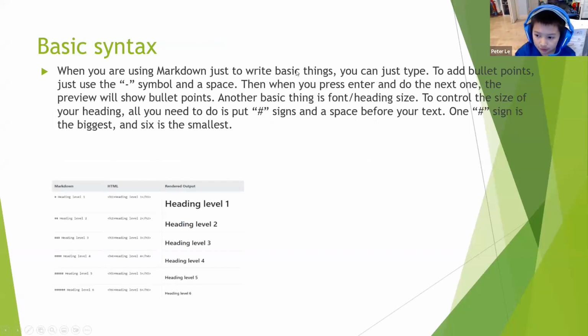When you're using Markdown to just write basic things, you can just type. To add bullet points, use the dash or hyphen symbol and a space after that. When you do that, it'll create a list, and then when you press enter and do the next one with the same dash and space, it'll show bullet points in the preview, and then when you publish it. Another basic thing is font, or heading, size. To control the size of your heading, all you need to do is put the number signs and a space before the text. One number sign is the biggest and 6 is the smallest. You can see by this picture here.